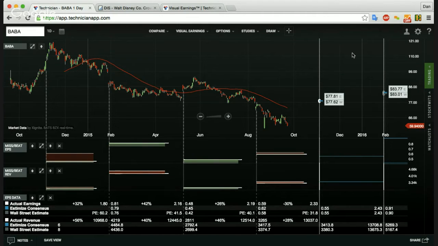Cool. Lee, were there any other charts that you wanted to take a look at? I think the last one was Under Armour on the price horizon.